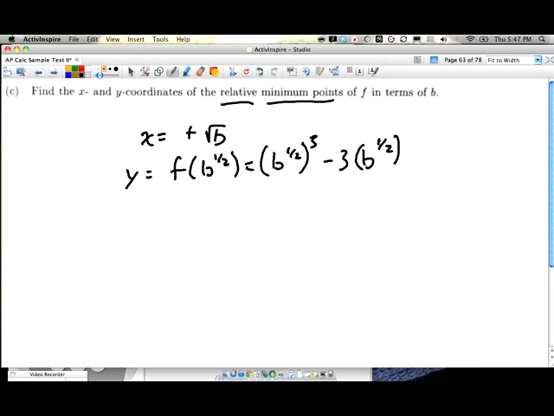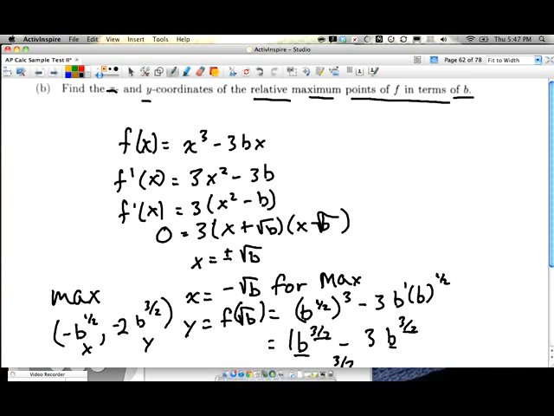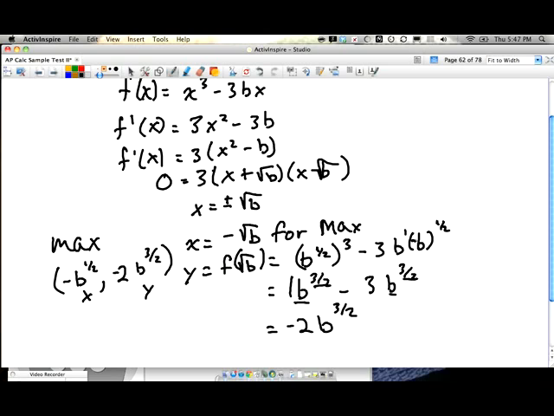Right here, I just realized I made a mistake. You guys probably actually caught it. Right here, this is negative b to the 1/2. That makes this and this positive. That makes this positive, and that's not a negative 2 anymore because it's 1 plus 3, which makes this 4.